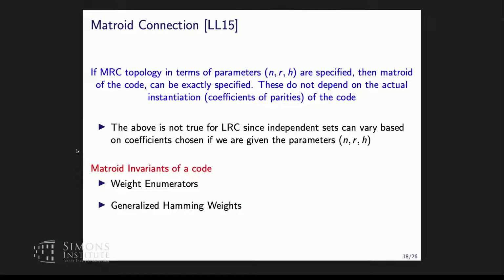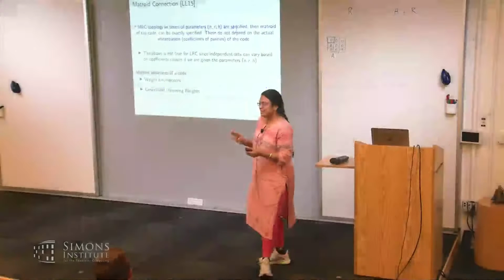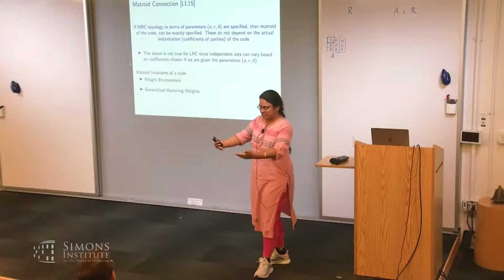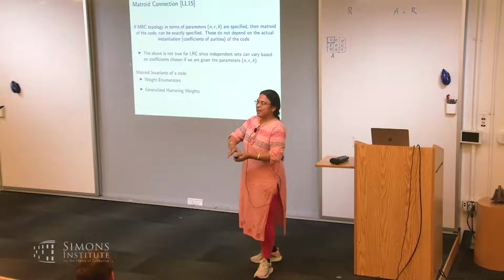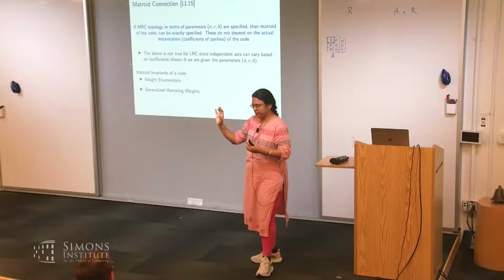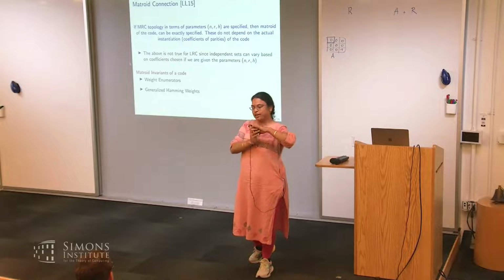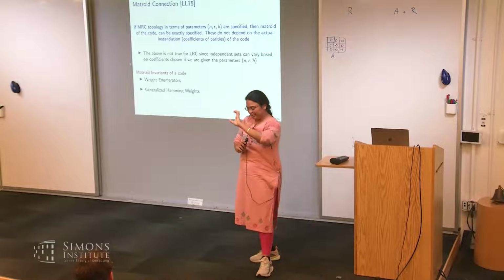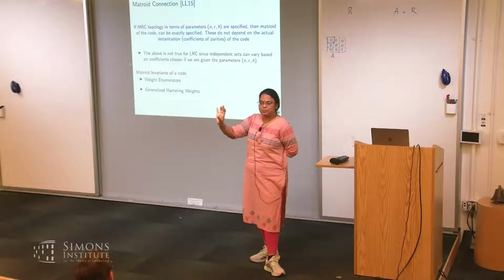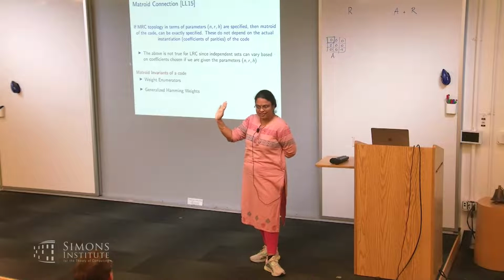So this matroid connection was interesting to me, assuming that at that time there was no lower bound on the field size yet. The punchline is that if you are given an LRC topology, and I have an MRC for that topology, you can exactly specify the matroid for that code. And what is meant by matroid? Don't worry about the actual definition. What matroid just means is the independence and dependence relations of the columns of your generator matrix.